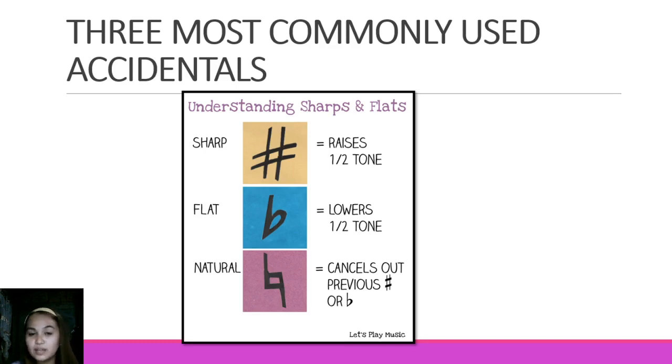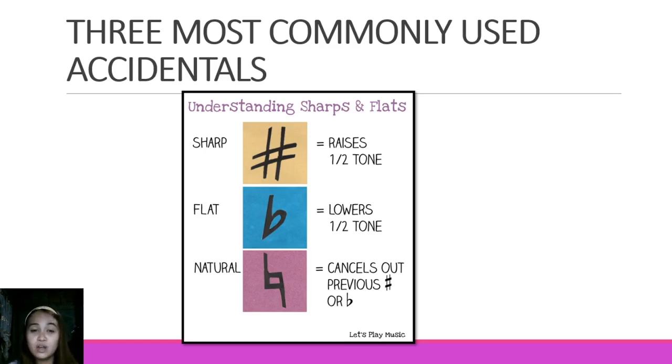So, let's start with the natural. Look at the symbol of natural. It looks like a chair. It means it cancels out a previous sharp or flat. So, natural is just la, la, la, la. Natural pitch. And when we say sharp, the number sign, it raises a half tone. Again, natural. La, la, la, la.